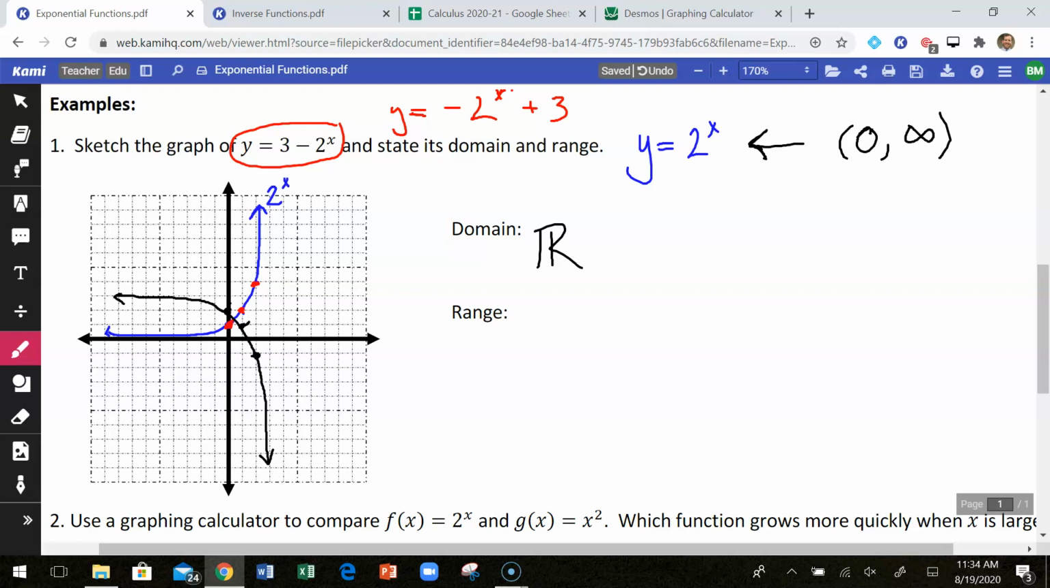So if it was just reflected, then it would be negative infinity to 0. It would be all below the x-axis. But since then it's been moved up 3, the range is actually going to be from negative infinity to 3 because it has been moved up 3. So what that's saying is the range is all the y values below 3, which if you look at the graph, that would make sense. I cover all the y's down here, none of the y's above a y value of 3.